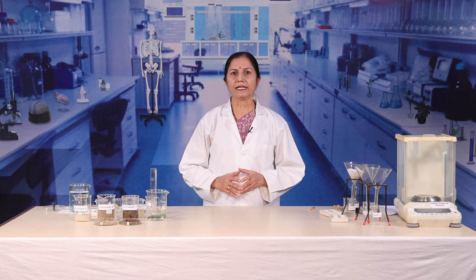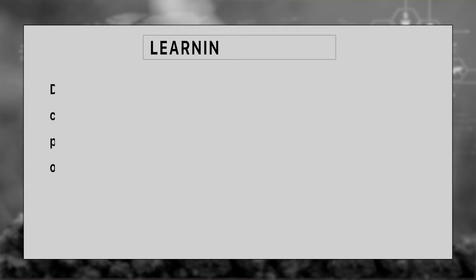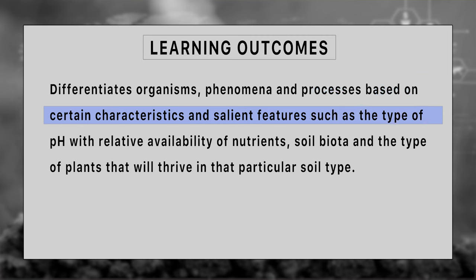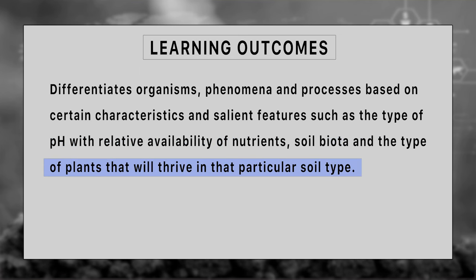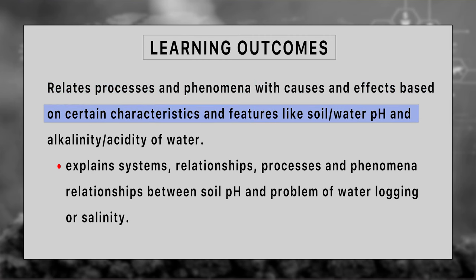This practical exercise will help you to achieve the following learning outcomes. Differentiates organisms, phenomena, and processes based on certain characteristics and salient features such as type of pH with relative availability of nutrients, soil biota, and the type of plants that will thrive in that particular soil type. Relates processes and phenomena with causes and effects based on certain characteristics and features like soil and water pH and alkalinity and acidity of water.